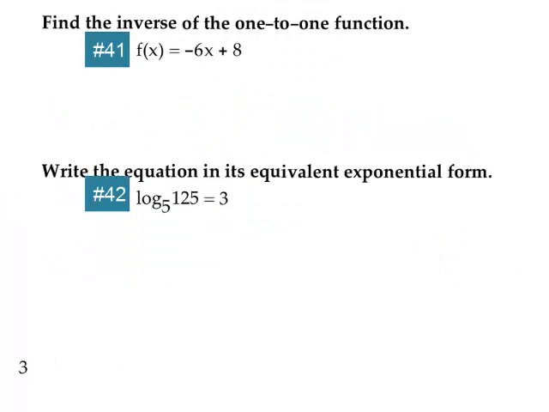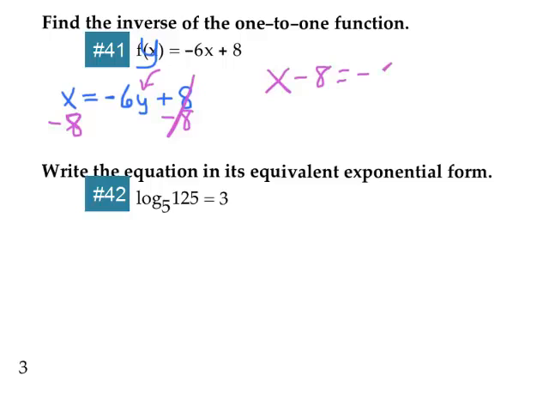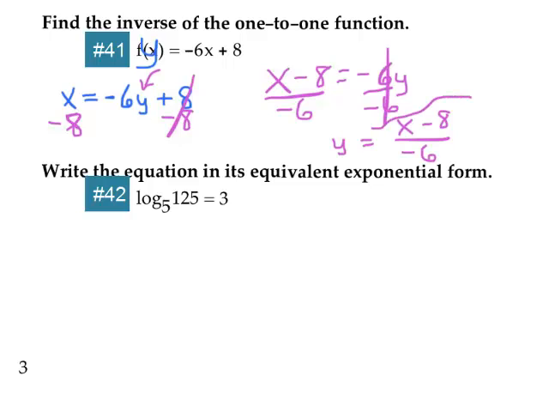I'm going to find the inverse of the one-to-one function. So here's what we do. We pretend like this f of x is really a y, and then we switch the x and the y around. So this is going to be x equals negative 6y plus 8. Then we solve for y. If I want to get y by itself, I would subtract 8 from both sides. So that's going to give me x minus 8 equals negative 6y. Then I divide by negative 6 on both sides, and I would actually leave it like that. x minus 8 over negative 6.